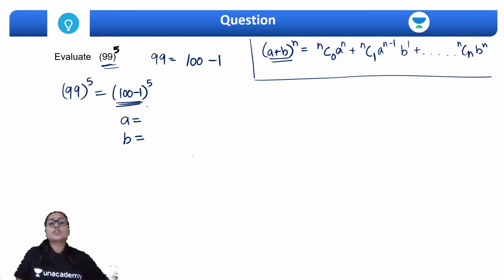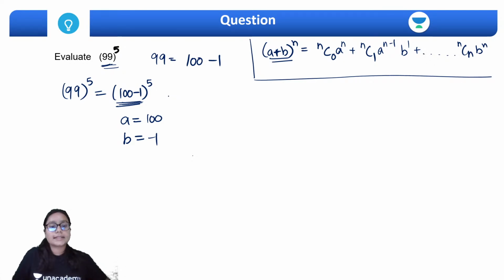Okay, let's see. If I compare it, the value of a is 100, but the value of b is not 1. I have a plus sign in the binomial and here the negative sign is there. Therefore, the value of b is equal to minus 1. Is this clear? Now let us continue forward. So if these are the values, I am going to put this in the expansion now.